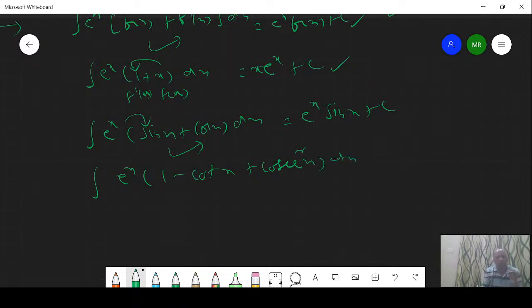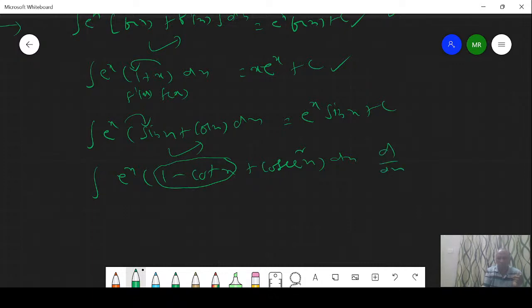Suppose the problem is like this. You can see here the derivative of a constant is 0. Here they may give these three terms as g. They may combine them in a different way, because they can rearrange. But you observe here the derivative of 1 minus cot x will be cosecant square x.